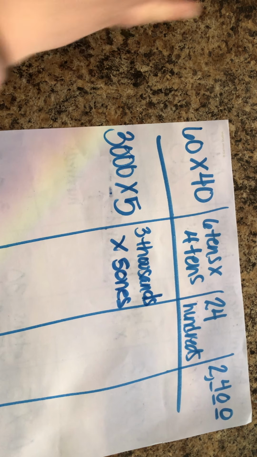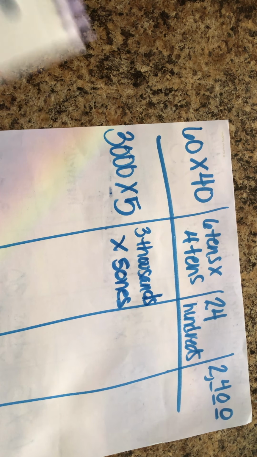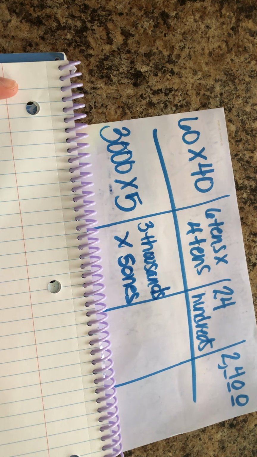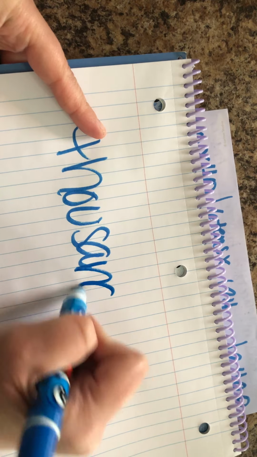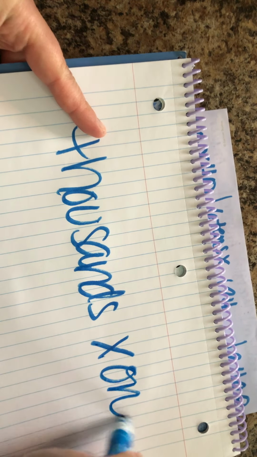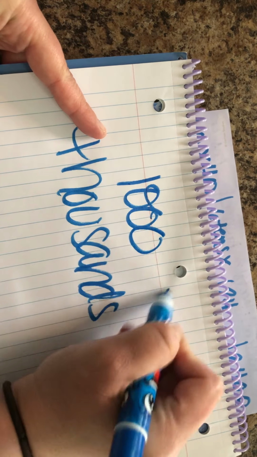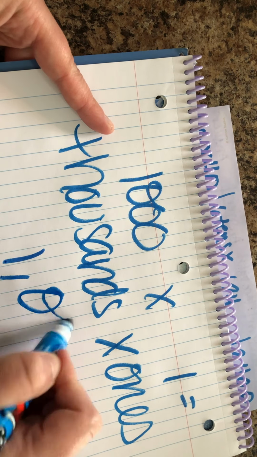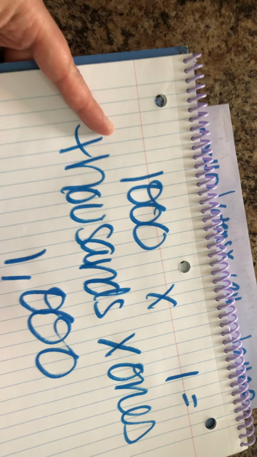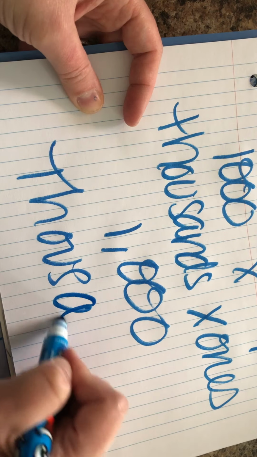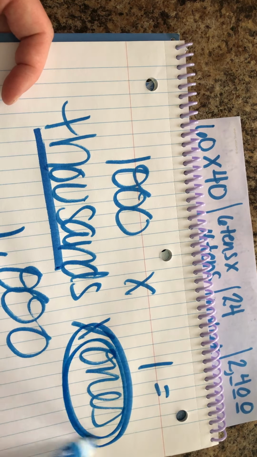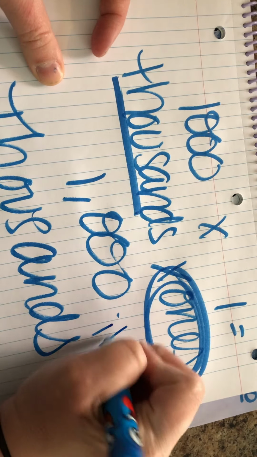Okay, go back. Ooh, our property of 1. What do we know? Anything times 1 is itself. So we have thousands, and we have it times 1. So imagine you have 1,000 times 1. What is 1,000 times 1? Well, 1,000 times 1 is 1,000. So our answer is still going to be in the thousands because anything multiplied by 1 is itself.